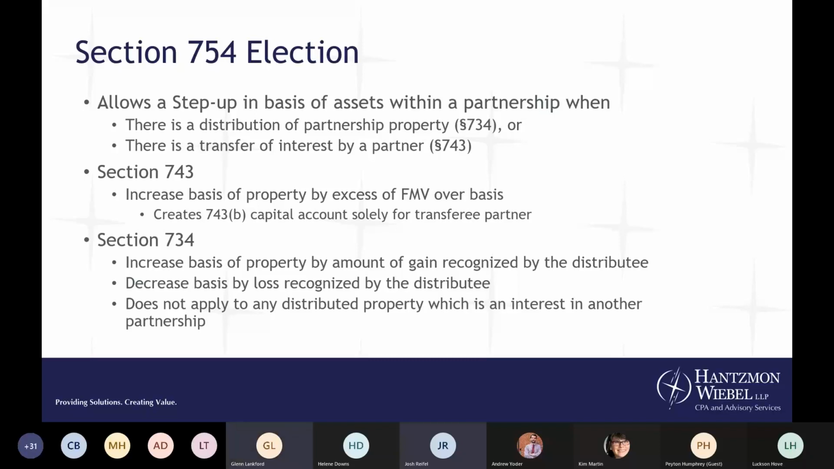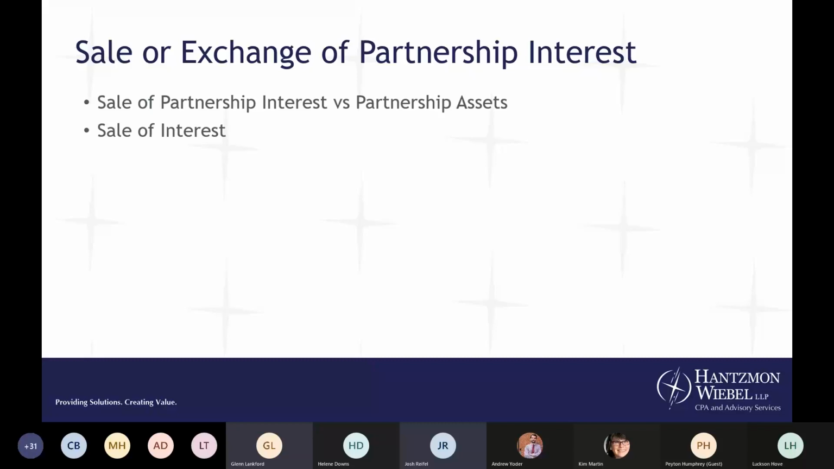Okay, so now we're going to get into what's called a Section 754 election. And the Section 754 election allows a step up or step down in basis. Wait a minute, Josh. Yep. Josh, can you back up a second? I can. To the other slide. The other thing I wanted to point out, Charlie just brought it up. That's what I wanted to bring up.